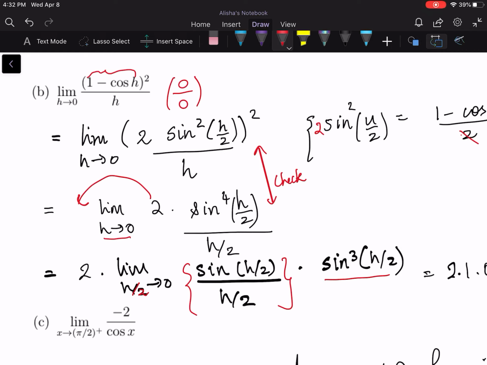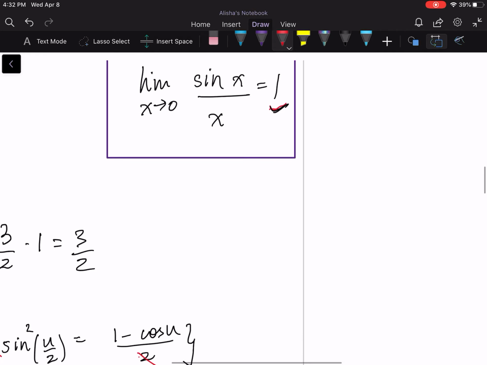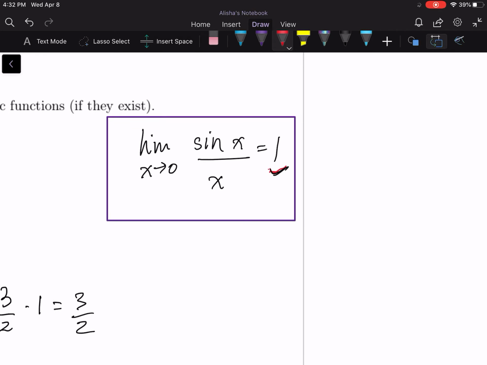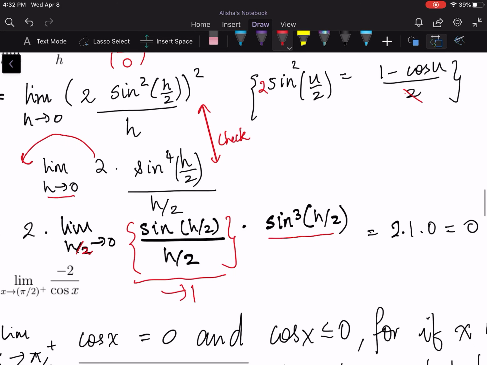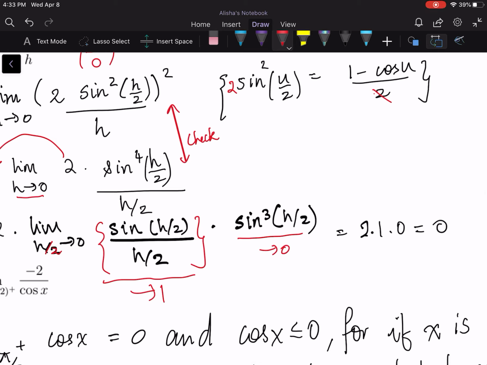But moving things around, what we get is that this limit is 1, right? Because that follows exactly from this fact over here. And then what we know about this is, well, as h over 2 goes to 0, sine of h over 2, and therefore sine cubed of h over 2, is going to go to 0. So our limit is 2 times 1 times 0, which is just 0.